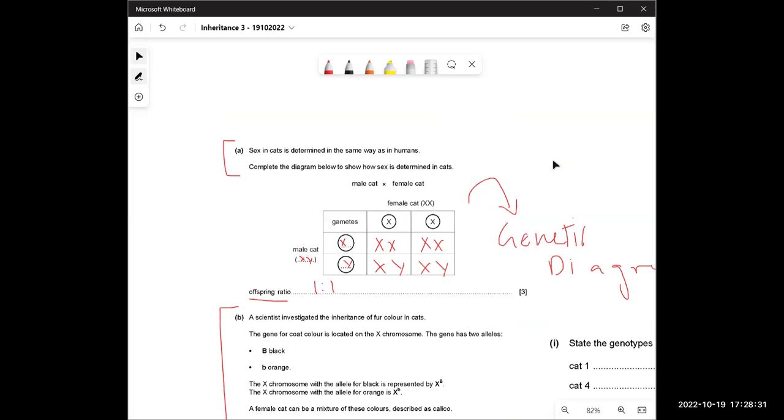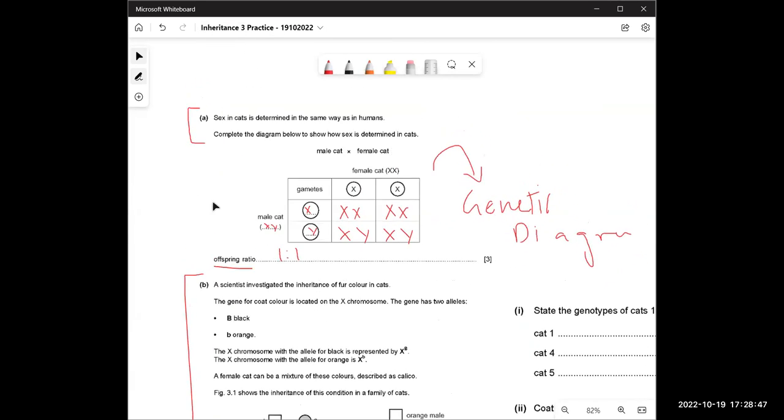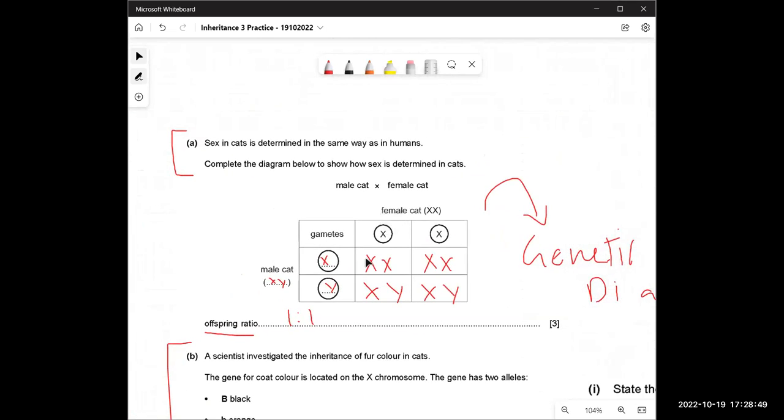We're studying IGCSE biology. This is inheritance practice, part 3. In this class, we'll be looking at past questions relating to inheritance, genetic diagrams, and how we solve them. First things first, we did this question.